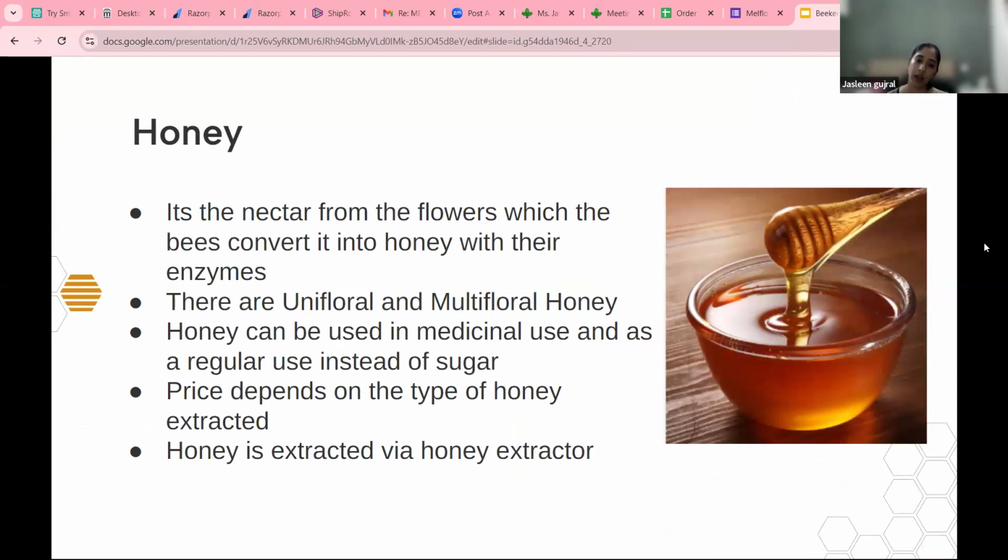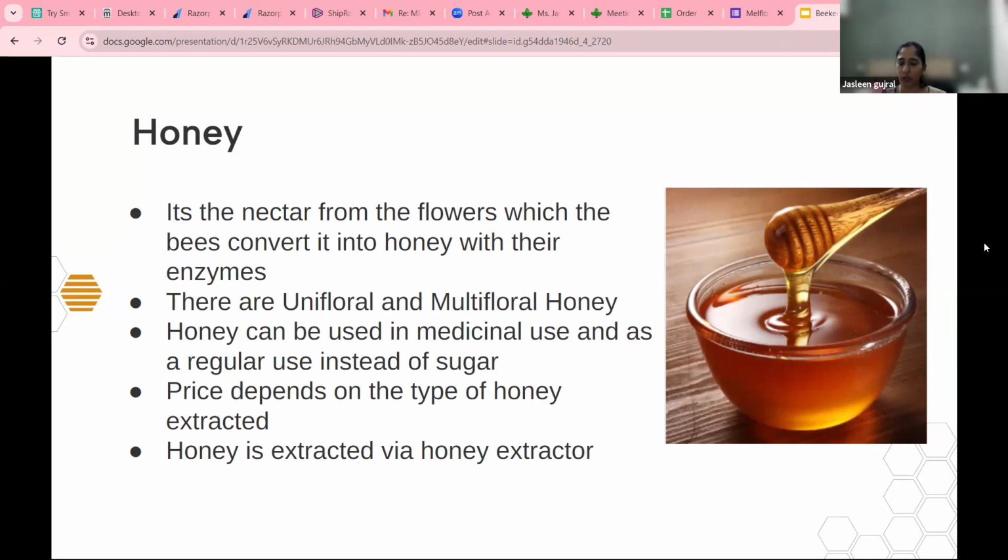Now, honey. Honey is basically the nectar of the flowers, which bees convert with their enzymes, and then it is made into honey. It can be categorized as unifloral and multifloral. Unifloral means the honey is collected from one particular flower. Multifloral honey is when the bee boxes are kept in a location where you have other flowers as well, not just one flower to get the nectar, but seven other flowers which have nectar, and they collectively make it multifloral honey.